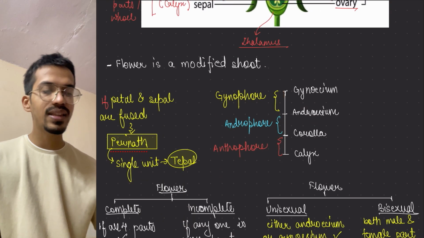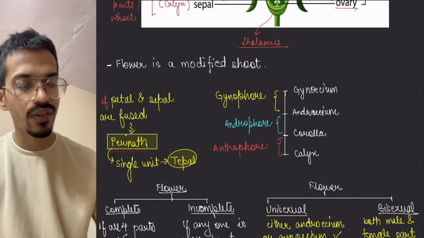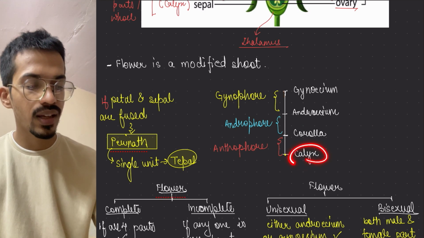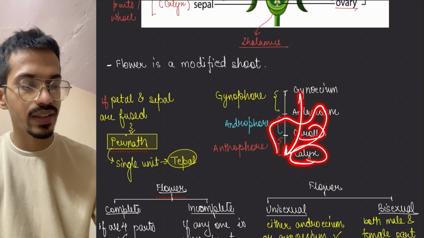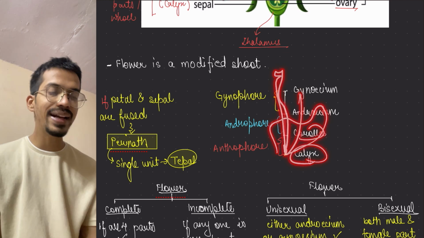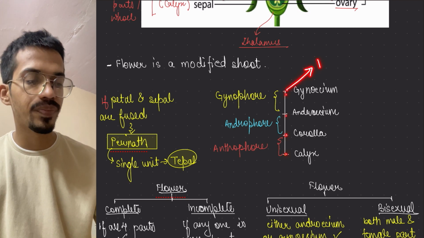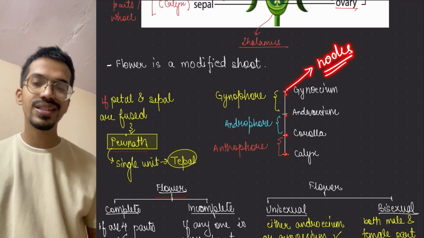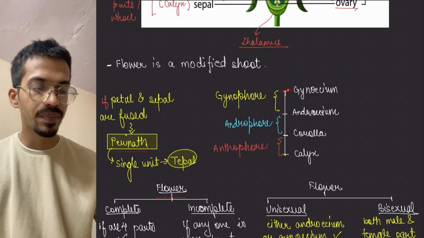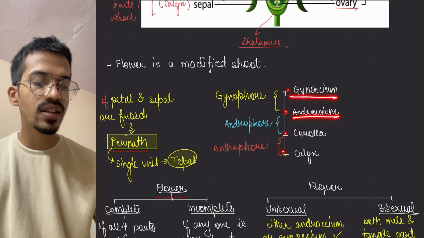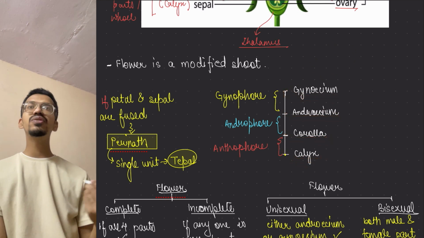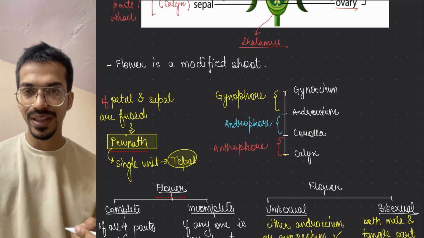Now, if you see that, we said that at the lowermost level there will be calyx, then corolla, then androecium, and in the center the gynoecium would be present, right? So these are the different nodes only. Just remember, the stem has a node, so these are nodes only. And these things are the modified leaves only, which are modified over there.